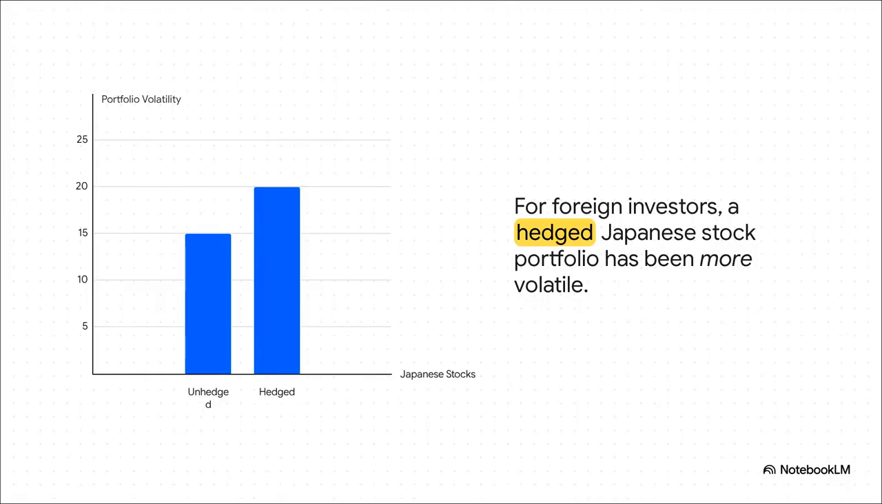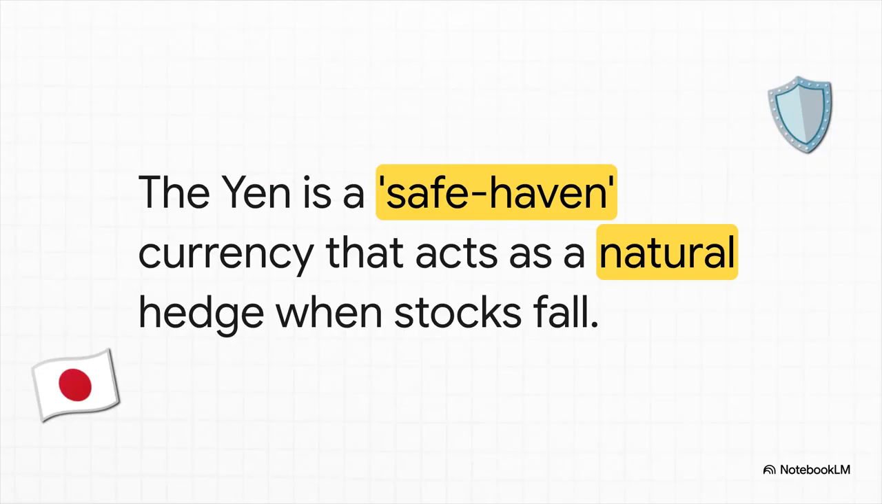Just take a look at this real-world example. This chart shows that for foreign investors in Japanese stocks, the hedged portfolio has actually been more volatile than the unhedged one. Yep, you heard that right. In this case, removing the currency risk actually made the investment riskier. The reason this happens is pretty fascinating. It's because the yen is what's known as a safe haven currency. It has what's called a negative correlation with its stock market.